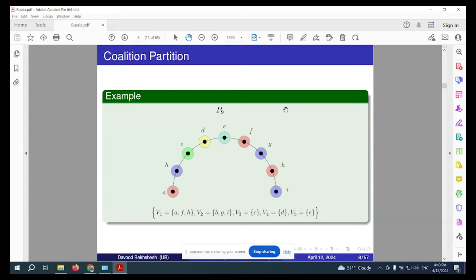For example, you can see that V1, that is A, F, and H, forms a coalition with V3, which is C, which you can check. For example, AFH is not a dominating set, and V3, that is C, is not a dominating set, but the union of V1 and V3, AFH and C, forms a dominating set for P9.